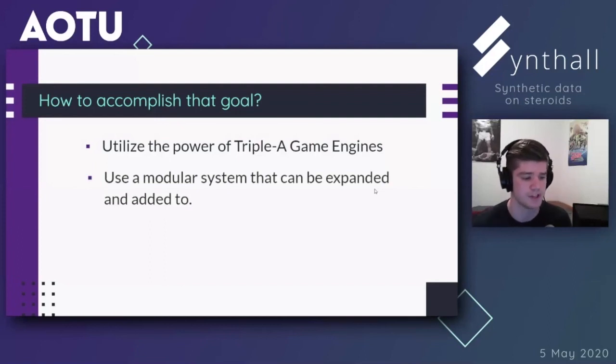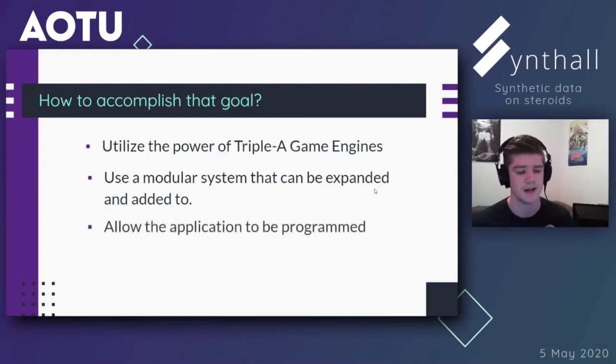We want to be able to use a modular system that can be expanded and added to, right? We want to be able to add pieces to this and change it to fit exactly the needs that the developer wants. If you want to add a feature so you can detect certain parts of people, or if they're on their phone, or if their phone's actually off, you can change it to detect that kind of thing. We want to allow it to be programmed so you can write code to do this for you and all this stuff so that all these things can be automated.